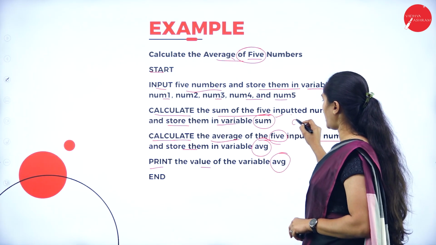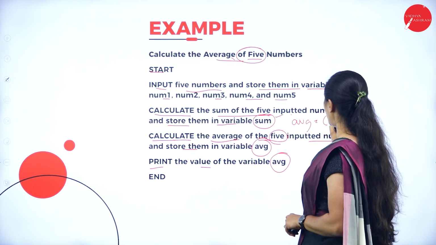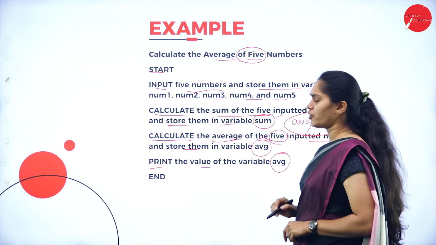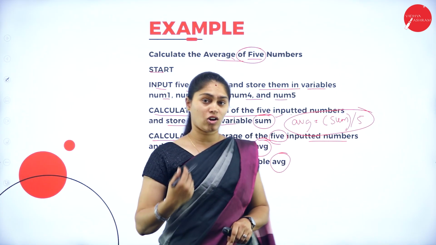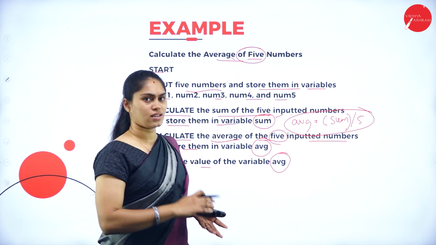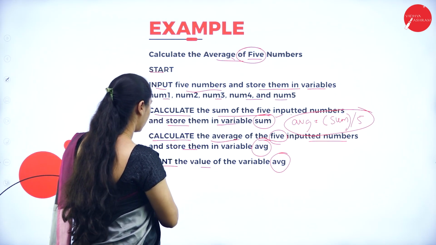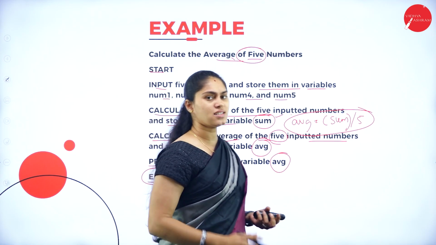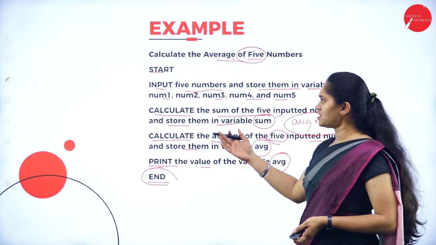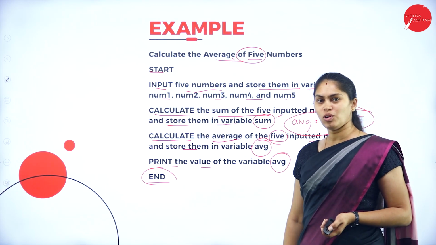How are we going to find the average? AVG is equal to sum divided by 5. So this is the formula to find the average, which we are not showcasing in the pseudocode. We are not letting the logic be exposed here, and at last we have to end. Somehow it is slightly different from the algorithm. This is how an example of pseudocode looks.